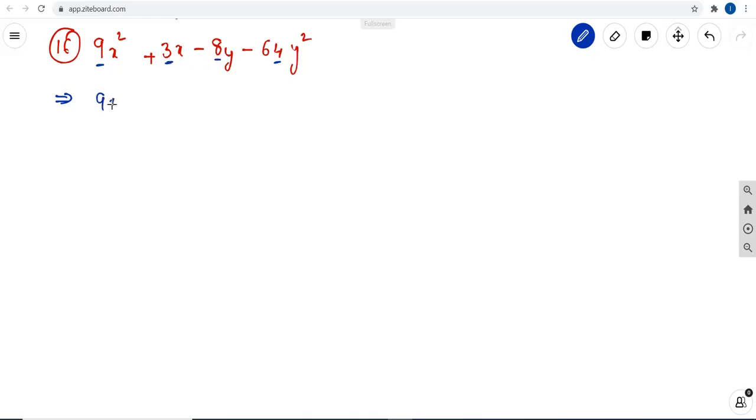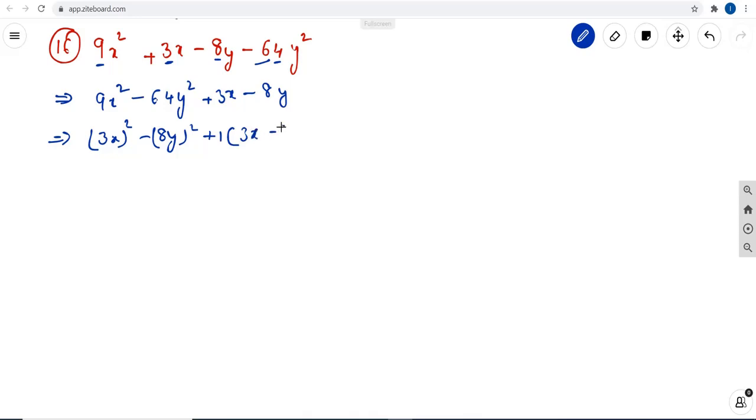I will rewrite this equation as x square. This term I'm going to write first, so this is minus 64y square. And then I'm going to write plus 3x and minus 8y. This one I'm going to write as 3x whole square, that is nothing but 9x square, minus 8y whole square. Now this one here, what will I do? I will take one common. So plus 1, if I take common, I can write it as 3x minus 8y.